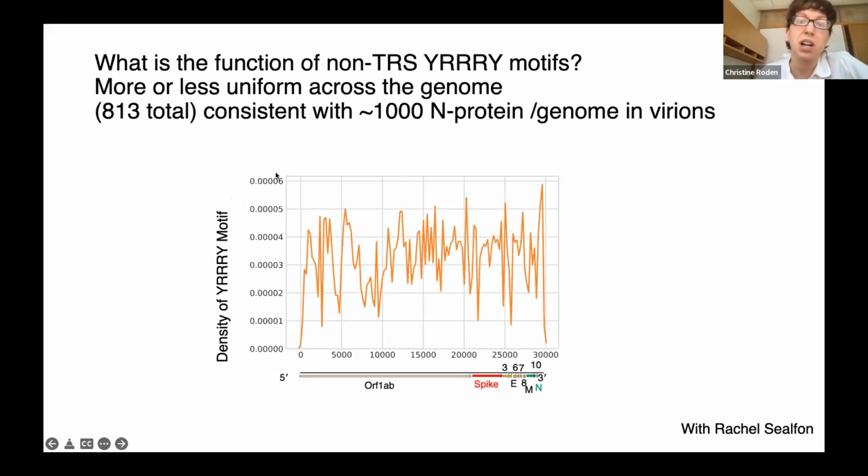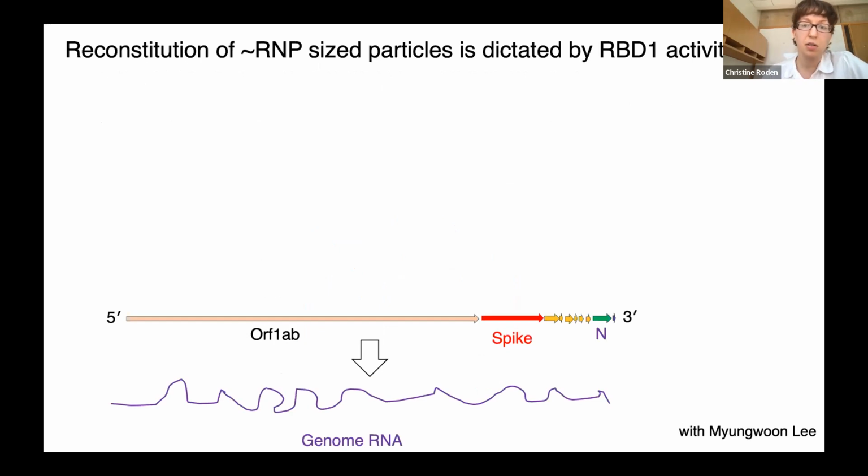What is the function of non-TRS-YRY motifs? So they're more or less uniform across the genome, other than our notable spikes in our TRS-LB sequences. There are 813 in total, consistent with 1,000 N proteins per genome in virions. Okay, let's see. So we're able to reconstitute RNP-sized particles dictated solely by RBD1 activity.